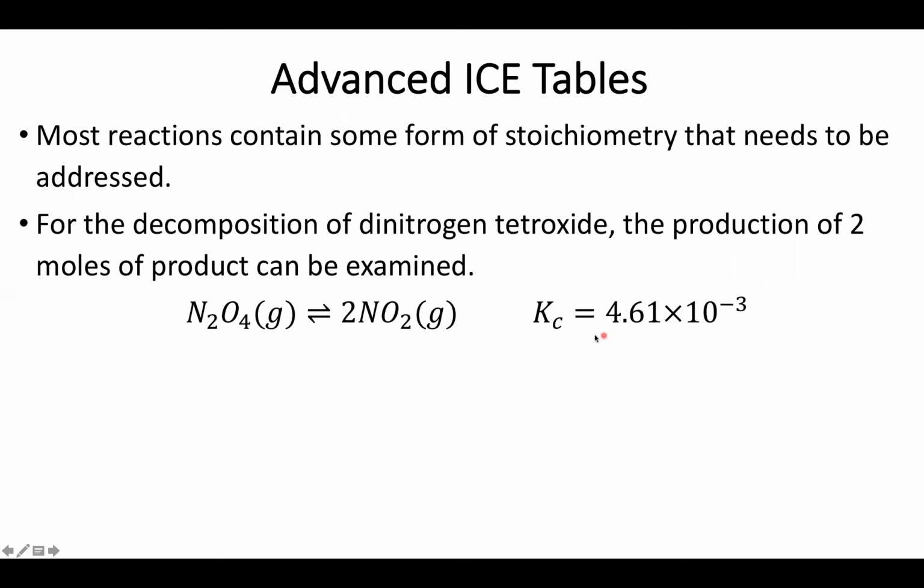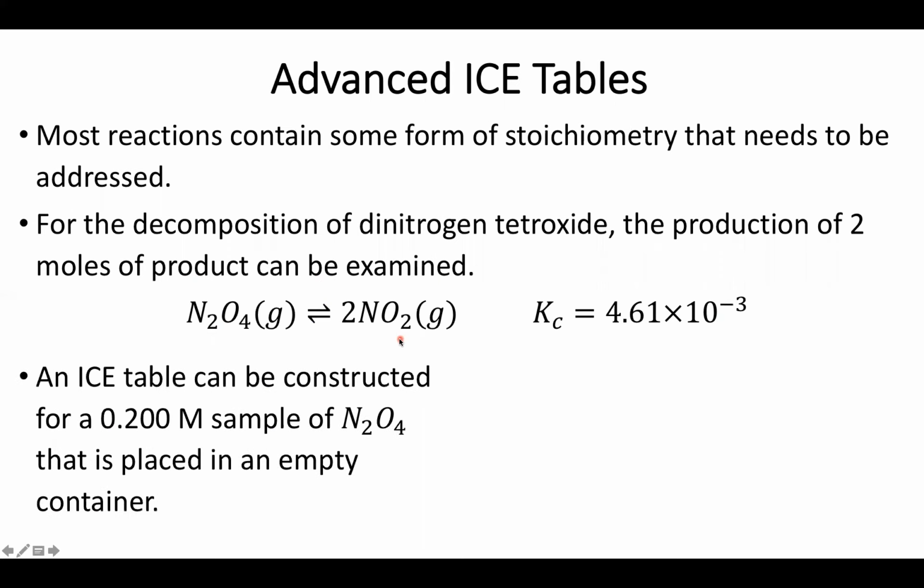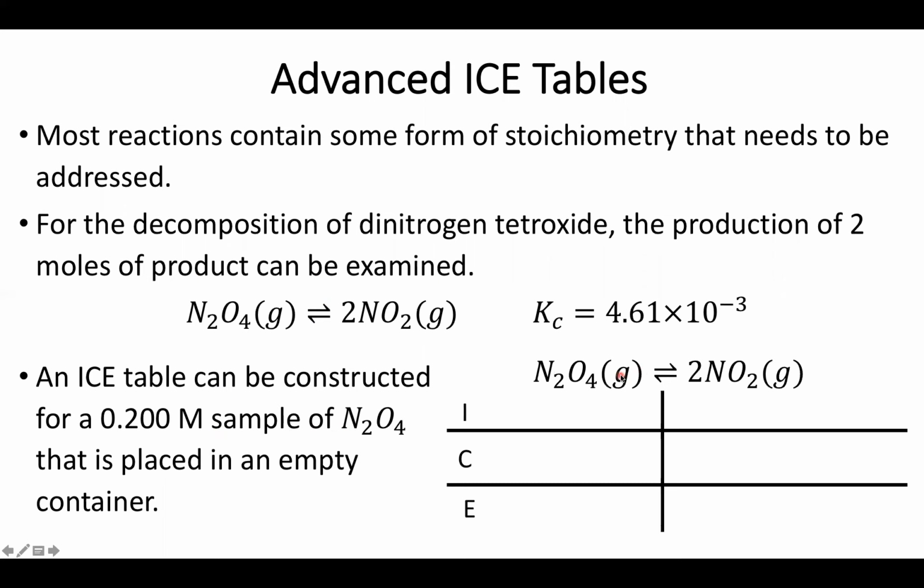So this one is slightly reactant favored, so we won't expect it to proceed too much. So let's go ahead and try and figure out exactly how much nitric oxide we'd end up generating. So let's start by making an ice table for a starting sample of 0.2 molar dinitrogen tetroxide inside an empty container. So this means we're going to start with all dinitrogen tetroxide, no nitric oxide. So 0.2 molar and 0 molar.